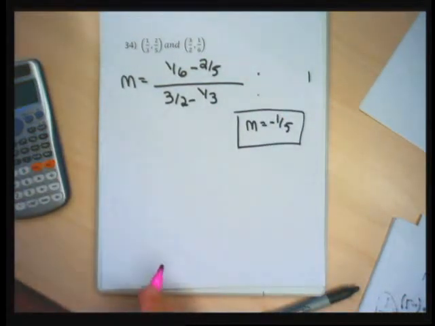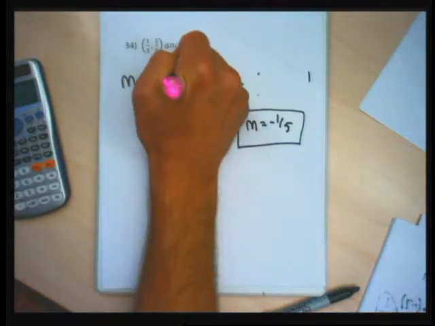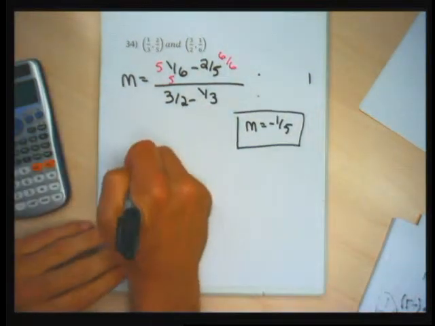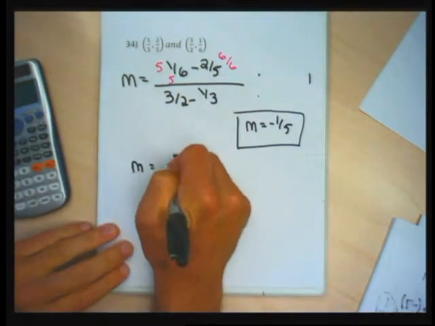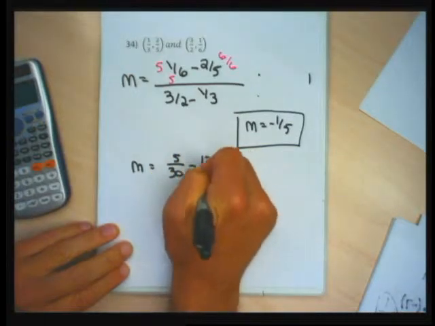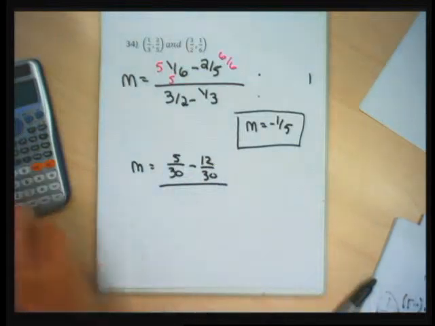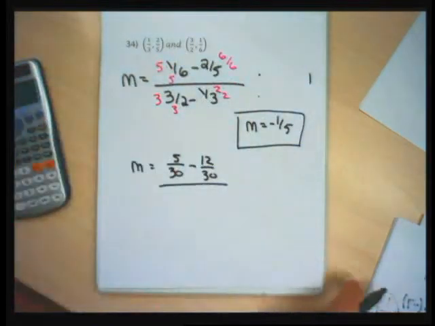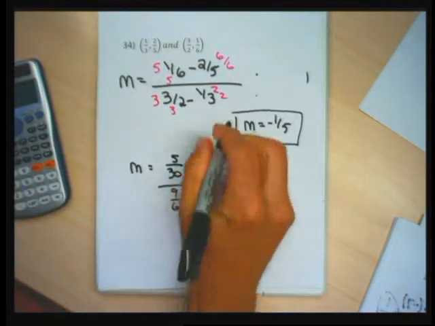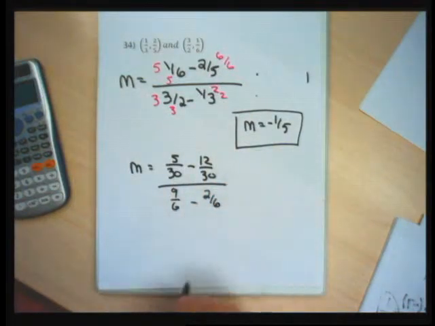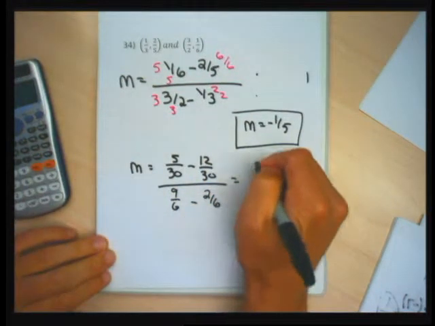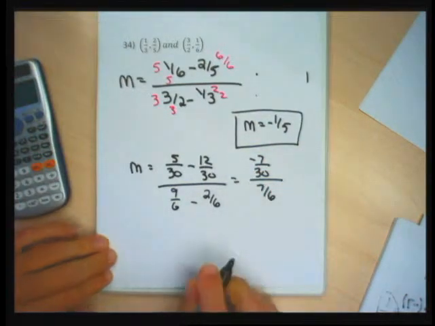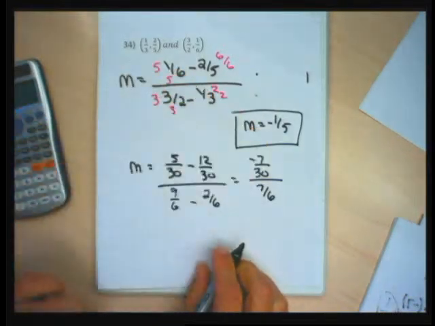By hand, I need to get the numerator simplified and the denominator simplified. In the numerator, I'd multiply to get 30s for my denominators. I would make this 5 over 30 minus 12 over 30. And in the denominator, I'd get 6's by multiplying by 3 over 3 and getting a 9 over 6 and a 2 over 6. So this comes out to be negative 7 over 30 divided by 7 over 6, because 5 minus 12 is negative 7, 9 minus 2 is 7.